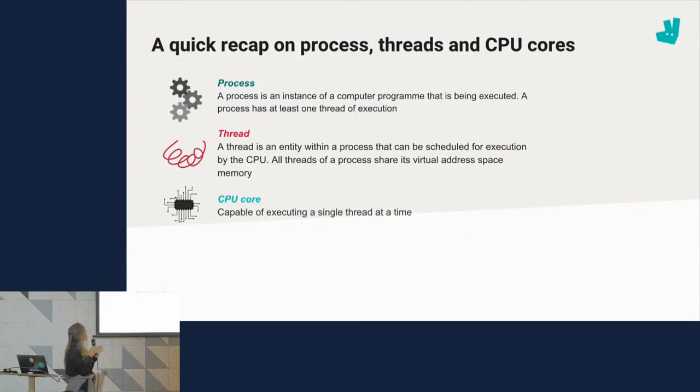So those two tasks are happening in parallel at the same time. Also a quick recap on processes, threads, and cores. A process is an instance of a computer program, and it has at least one thread of execution. A thread is an entity within a process that can be scheduled by the CPU. Threads are more lightweight than processes, and they share the virtual address space and memory of a process. A CPU core is capable of executing a single thread at a time. So remember, a computer can only do one thing at once, so a core can only execute one thing at a time.